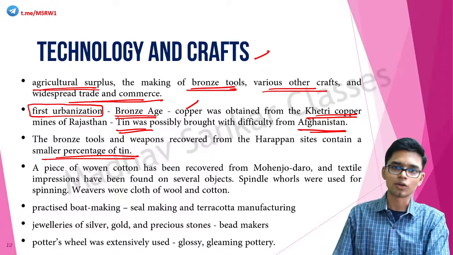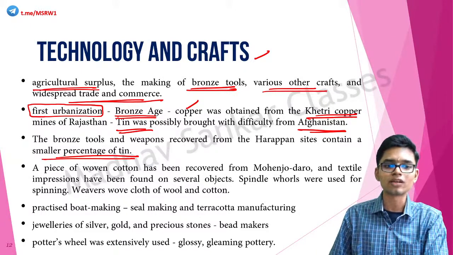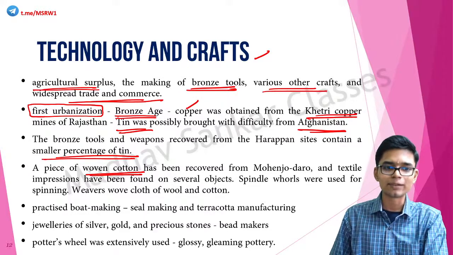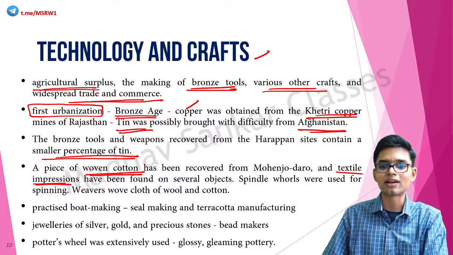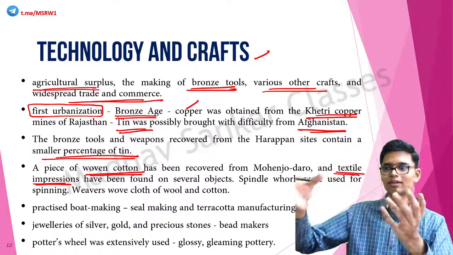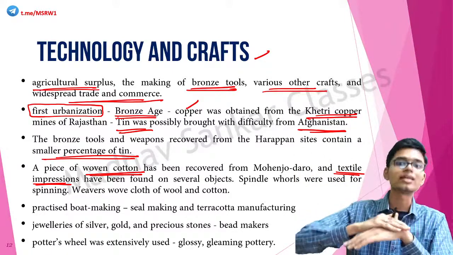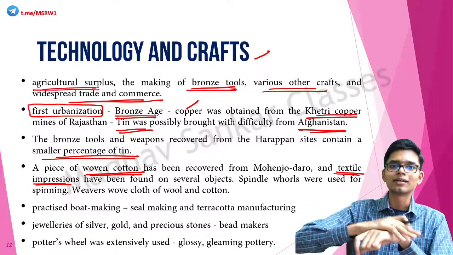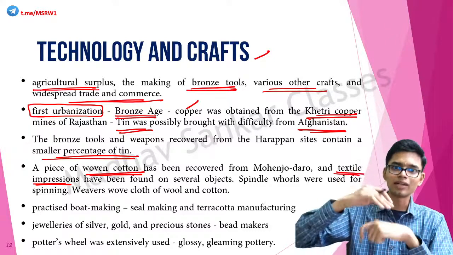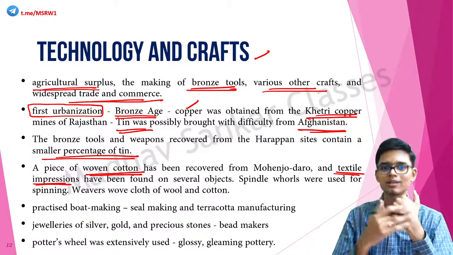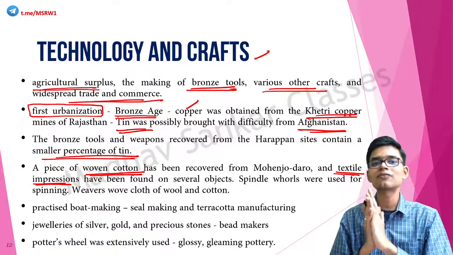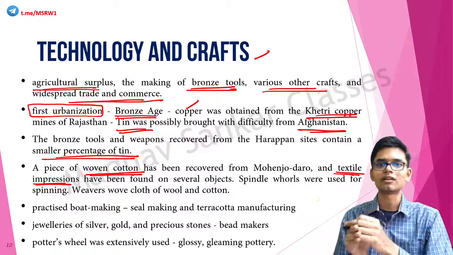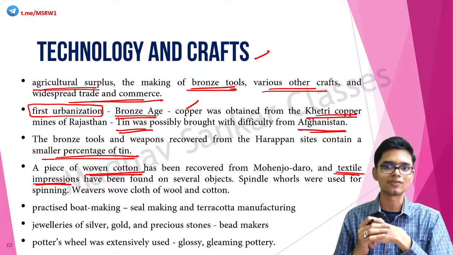Then in Mohenjo-daro, we have found a piece of woven cotton. And we have also found some textile impressions on several objects. When you take a cloth and press it against your skin, or maybe against a palette of clay, the impression of that cloth will occur in the skin or clay or whatever. So historians have found similar impressions in many artifacts that were obtained from Harappan civilization.